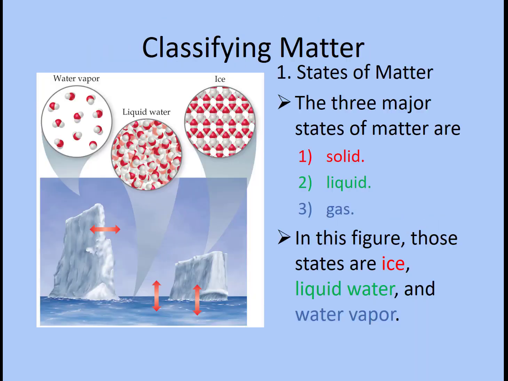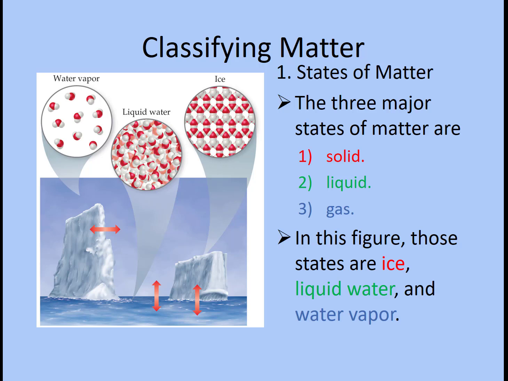Matter can be classified as solid, liquid, and gas. A classic example is this iceberg in the ocean water. So we have the ocean water, which is the liquid phase. We have the ice, which is the solid phase. And then above the ice and the water is the water vapor. So we have all states of matter here.